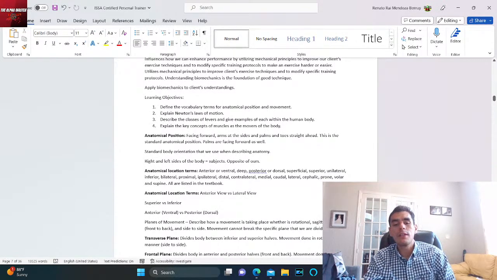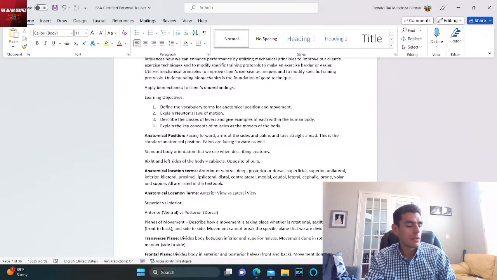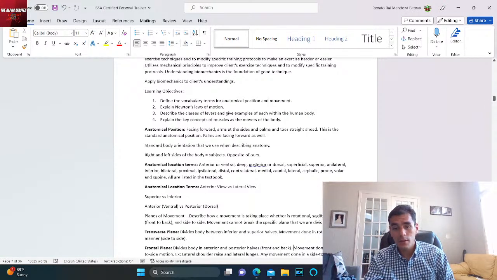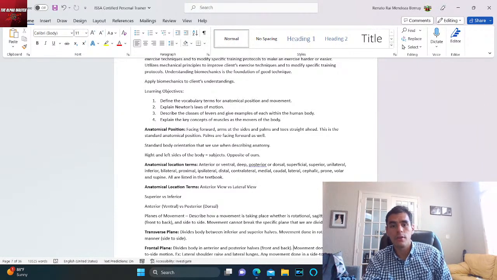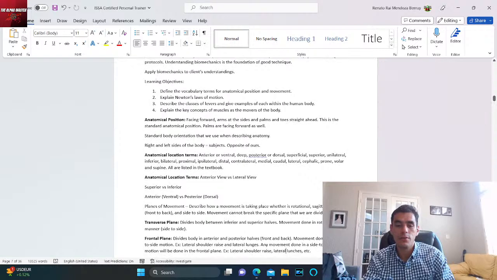The frontal plane divides the body into anterior and posterior halves, the front and back, or the ventral and dorsal sides. Movement is done in a side-to-side motion. Examples are lateral shoulder raises and lateral lunges. Any movement done in a side-to-side motion will be done in the frontal plane.